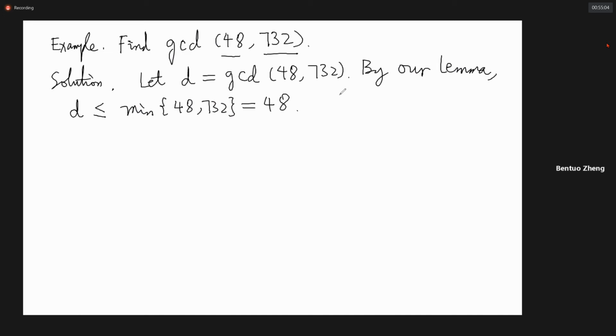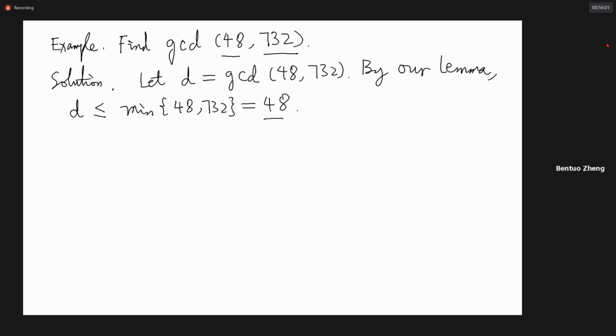To check it, we may want to see if the largest candidate, 48, divides 732. So let's check 732 divided by 48. This gives 15 with remainder 12. Is it divisible by 48? This is not divisible by 48, so you have to check other divisors of 48.